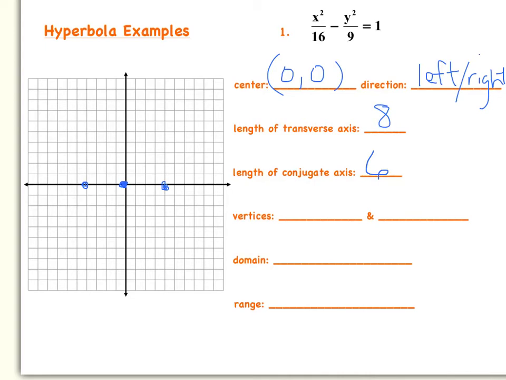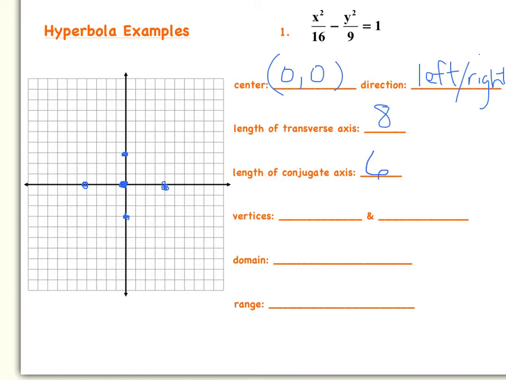And so this represents the length of my transverse axis, which is 8. Now let's do the length of the conjugate axis. Okay, b squared is 9. The square root of 9 is 3. So I'm going to go up 3 from the center. 1, 2, 3. And then I'm going to go down 3 from the center. And this represents the length of 6 for my conjugate axis.